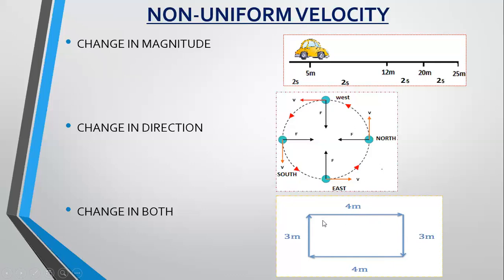So every time your magnitude will be different. Over here, 3 by 10 is going to be a different value. Over here, 4 by 10 is going to be 0.4. Then again, over here, magnitude is going to be different. And over here, magnitude is going to be different. And direction, over here, it's north, east, south, and west. Since the magnitude and direction both are changing, it will result in non-uniform velocity.